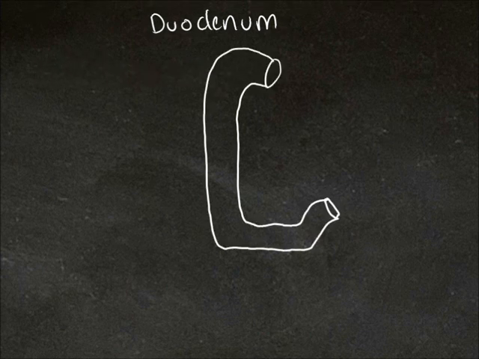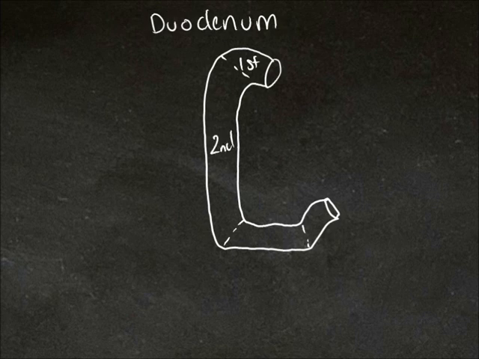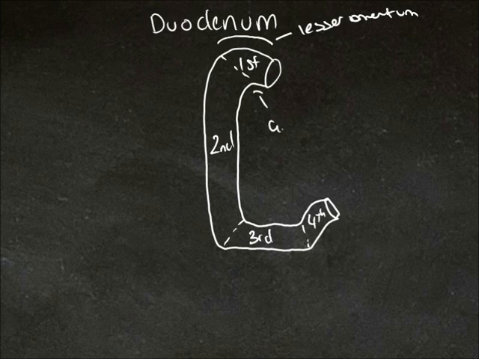Okay, let's have a look at those divisions. Here is the superior part of the duodenum. Here's the descending part of the duodenum, the horizontal part, and the ascending part. Here is where the lesser omentum and the greater omentum are attached.